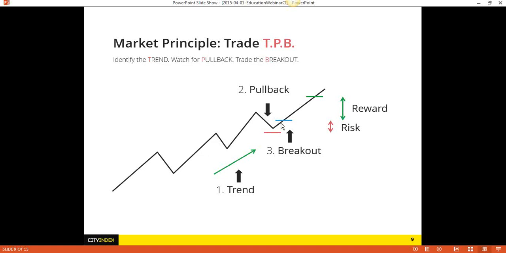So after it comes back to the upside, recovers from the pullback and breaks out, we get in, and then we know where the low of that most recent pullback was. It's right here. We place our stop loss directly under that.